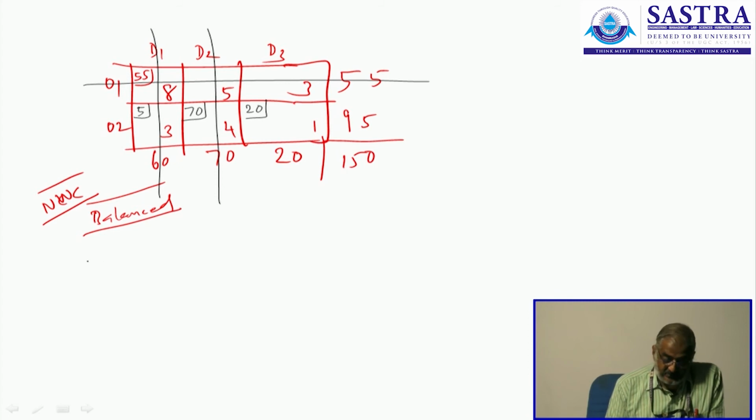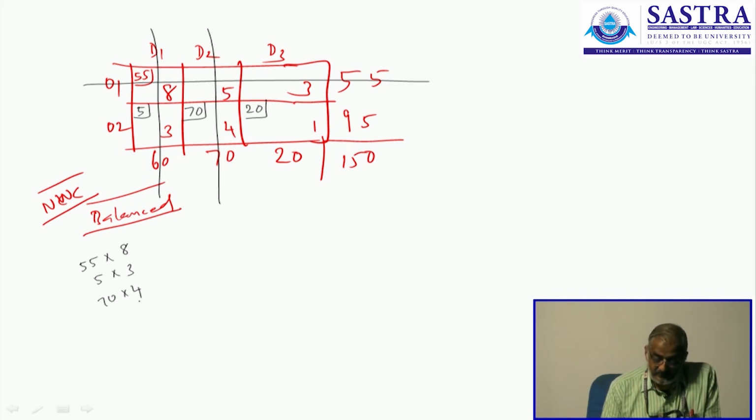Now what is the total transportation cost? 55 into 8, 5 into 3, then 70 into 4, then 20 into 1. So what is the answer?